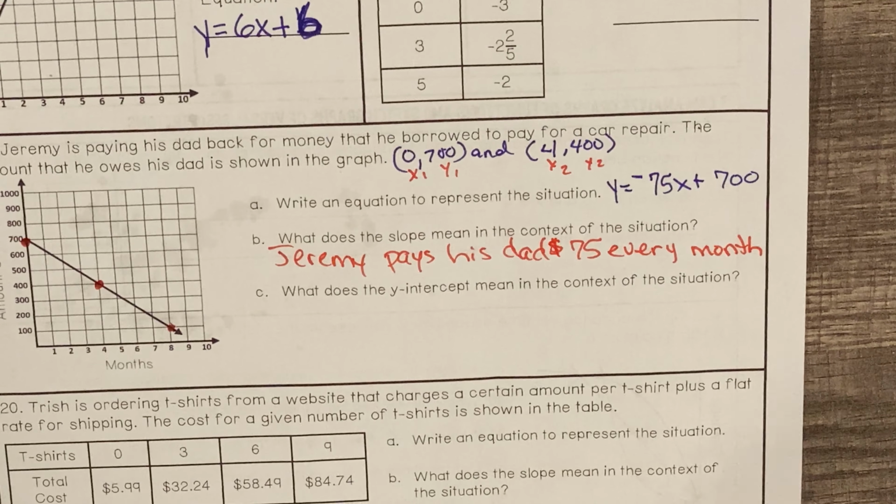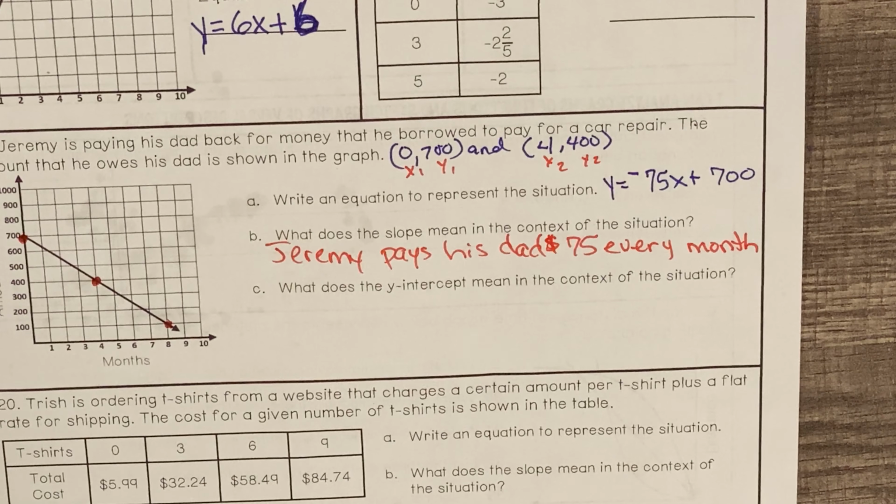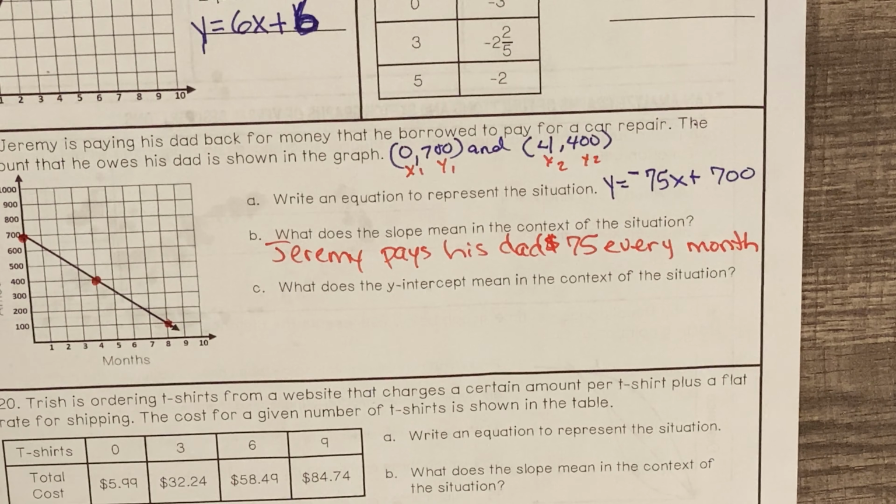So don't think, what is that question asking me? It's just saying, what does the slope mean? What do they mean by that? What is happening in this equation? What is happening in this situation? So the last thing, what does the y-intercept mean in the context of the situation? That's just saying, hey, what does that y-intercept mean?